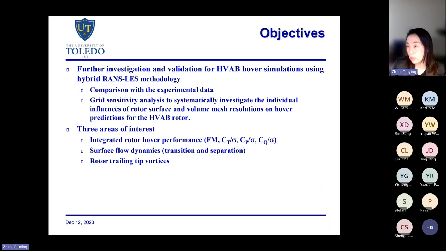First one is the integrated performance, including the figure of merit, thrust, power coefficient, as well as the torque coefficient, and so on. The second one is the surface flow dynamics, which might include the transition and the separation phenomena. Lastly is the downwash, the hover rotor downwash phenomena triggered by the trailing tip vortices. Those are the objectives of this work.